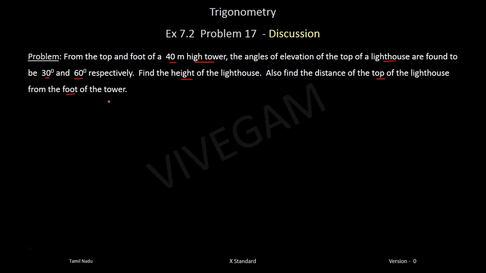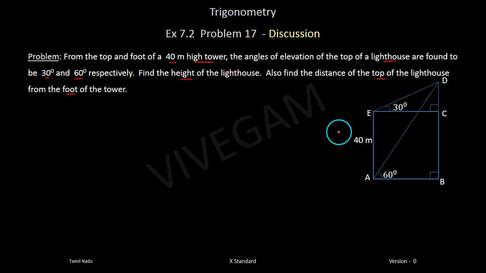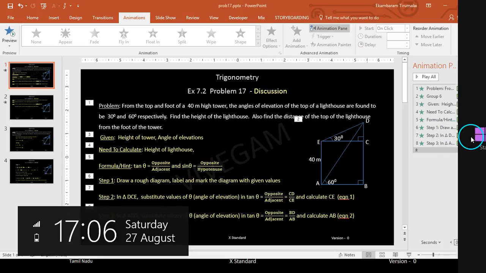Let's draw a simple diagram. So here AE is the tower, then BD is the lighthouse, right? Now what do you need to do? Mark this height to be 40 meters. This is given. From the foot and the top of the tower you are observing the top of the lighthouse. Am I right?